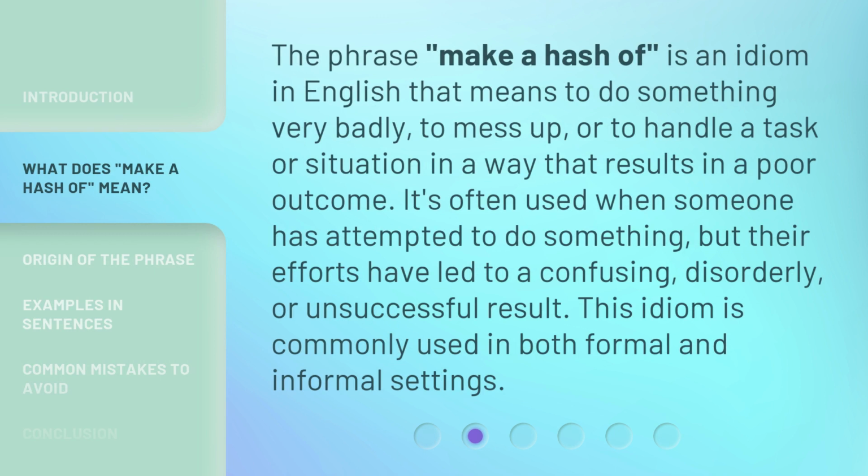The phrase, make a hash of, is an idiom in English that means to do something very badly, to mess up, or to handle a task or situation in a way that results in a poor outcome. It's often used when someone has attempted to do something, but their efforts have led to a confusing, disorderly, or unsuccessful result. This idiom is commonly used in both formal and informal settings.